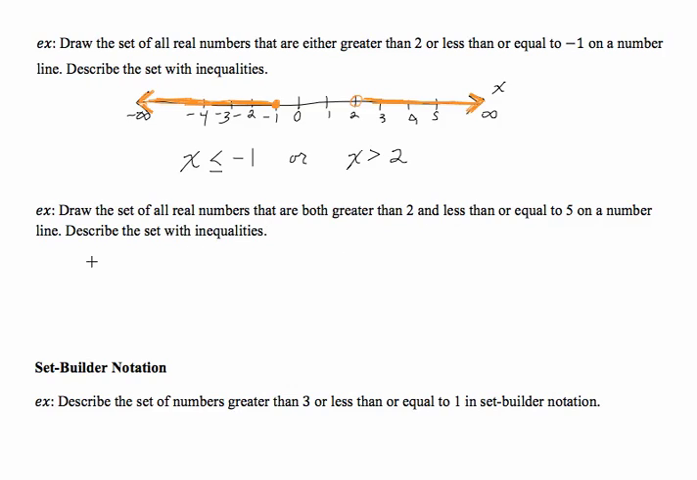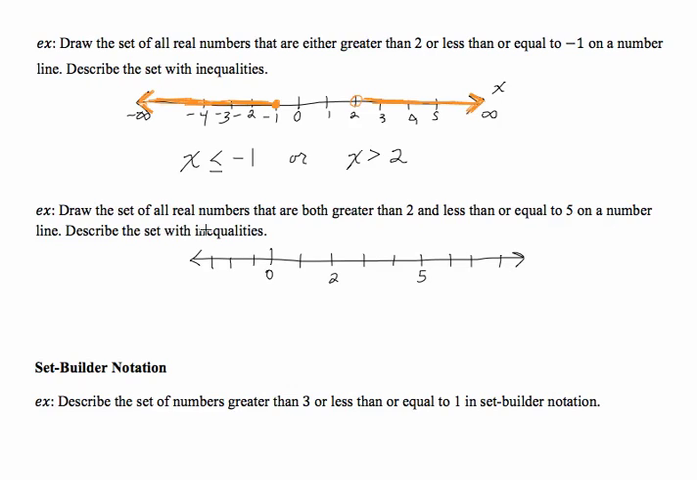Okay, let's do another one just for practice. Let's describe the set of all real numbers that are both greater than 2 and less than or equal to 5 on a number line. So this is a little different. The number has to be greater than 2 and less than or equal to 5. Now you don't have to put 0 in the middle of your number line. Because 0 is not a part of this set, I'm not going to. I'm going to put 0 over here. And you also don't have to label every single tick mark. You can just label the important ones like that.